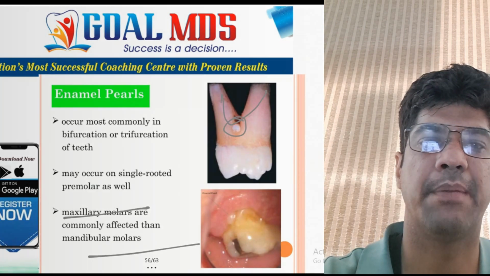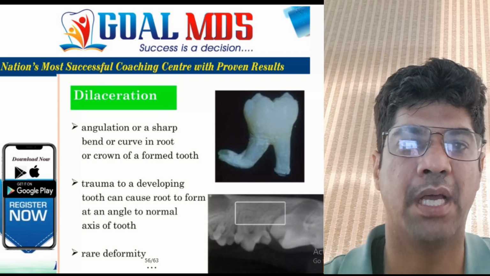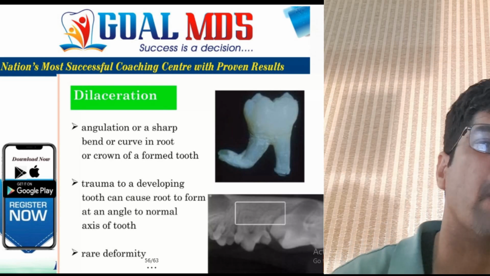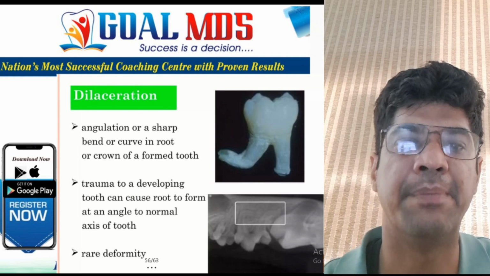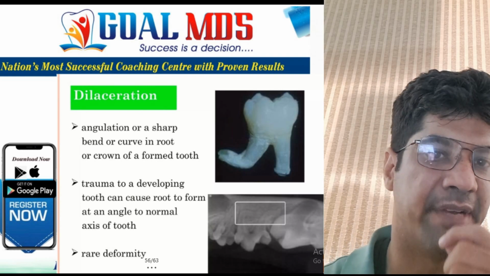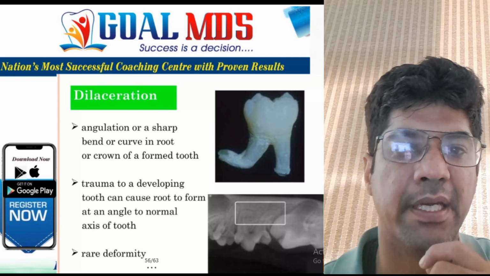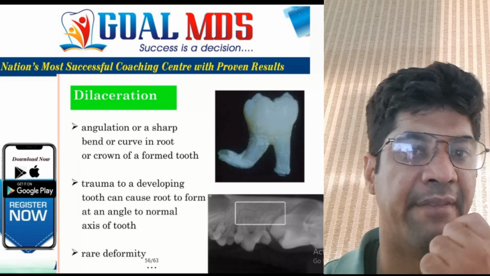The next terminology is dilaceration. What is dilaceration? Dilaceration occurs due to trauma or disturbance during tooth development, especially when the tooth is forming. In simpler words, dilaceration is when the tooth root is bent or curved in an unusual way. That can happen if the tooth experienced problems while it was growing.